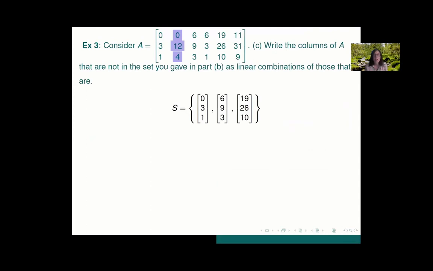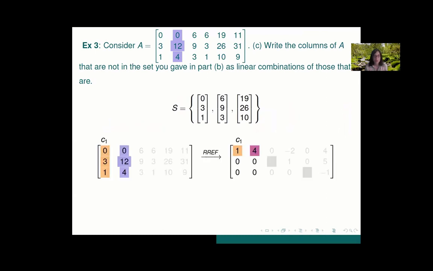Finally, we're asked to write the columns of A that are not in the set we just gave as linear combinations of those that are. We already have all of the information that we need for this. Let's take those columns that are not in our set S one at a time. First, think about the vector 0, 12, 4. You can probably just see that this vector is 4 times the first column of the matrix A, but I wanted to run through this algebraically as well.